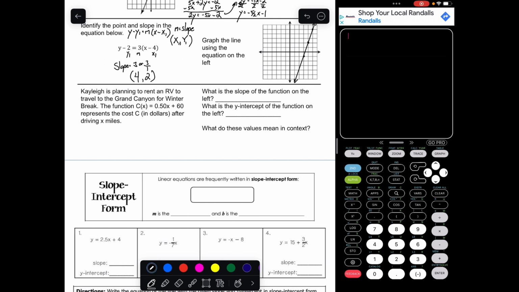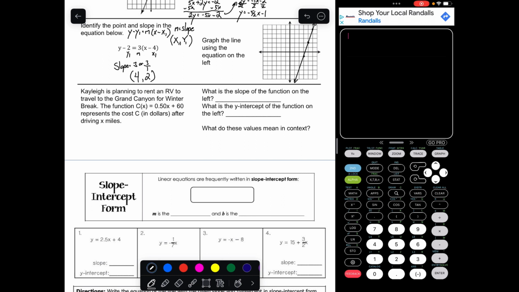So this says Kaylee is planning to rent an RV to travel to the Grand Canyon for winter break. The function c of x equals 0.50x plus 60 represents the cost in dollars after driving some number of miles, x miles, right? We don't know how many miles we're going to drive, but this is the equation, the function that we're going to use to find out our costs.